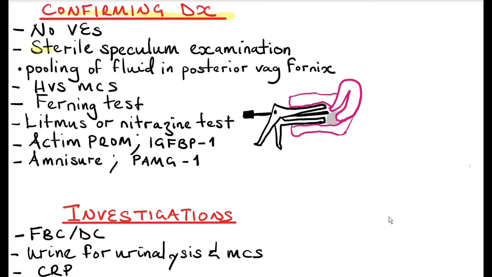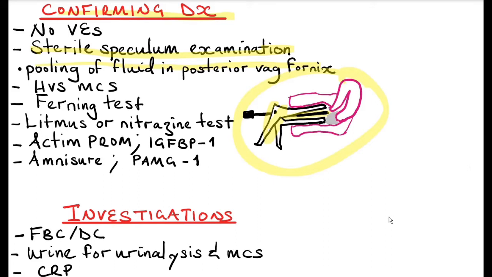What you do instead is a sterile speculum examination. Now, before you do a sterile speculum examination, ask the patient to lie down for at least 30 minutes. This is to allow fluid to collect in the vagina. So when you put your sterile speculum in the vagina, you will notice pooling of fluid in the posterior vaginal fornix coming out of the cervix. Where you don't see any fluid coming out of the cervix, this is most probably because the patient drained a lot and has lost a lot of amniotic fluid.